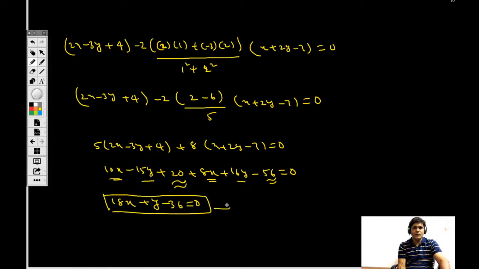So what is the slope? Slope is being asked. Slope of the reflected ray is minus a by b, that is minus 18.